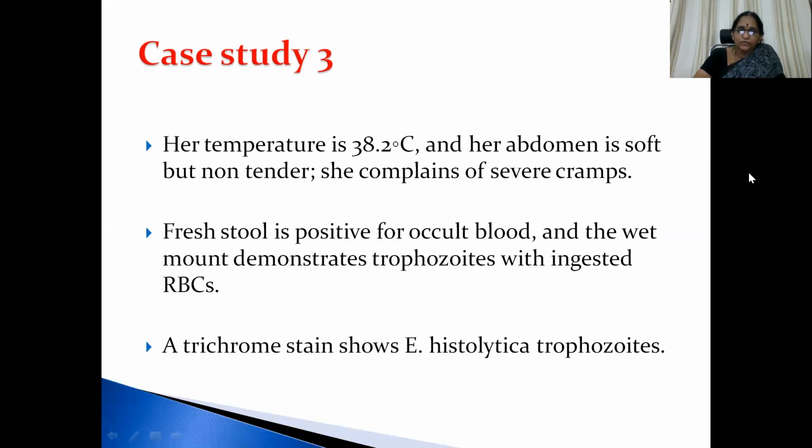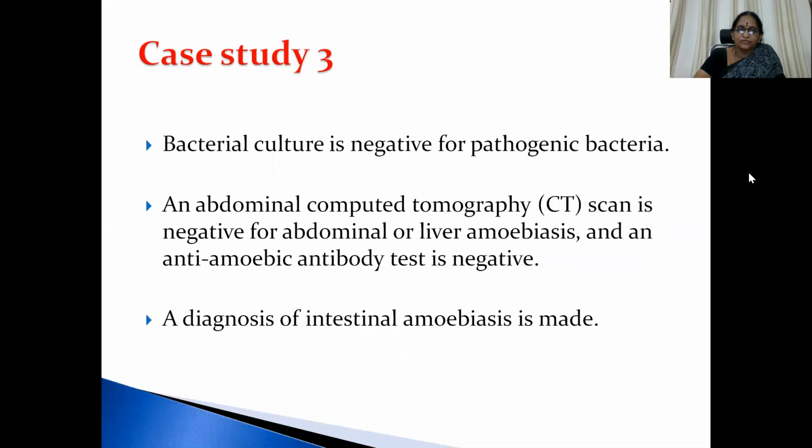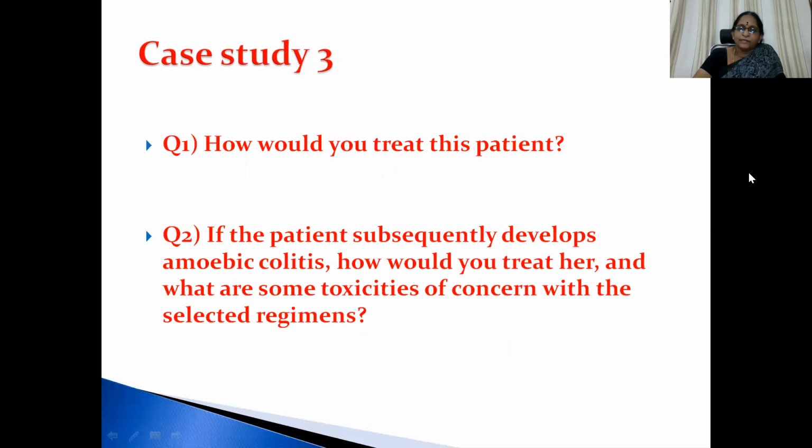A trichrome stain shows Entamoeba histolytica trophozoites. Bacterial culture is negative for pathogenic bacteria, so the bacillary cause is excluded. An abdominal CT scan is negative for abdominal or liver amoebiasis, and an anti-amoebic antibody test is negative. A diagnosis of intestinal amoebiasis is finally made. So, how do you treat this patient? Treatment for intestinal amoebiasis. If the patient subsequently develops amoebic colitis, how do you treat her, and what are some toxicities of concern with the selected regimens?